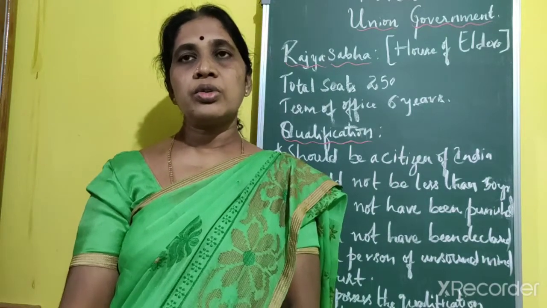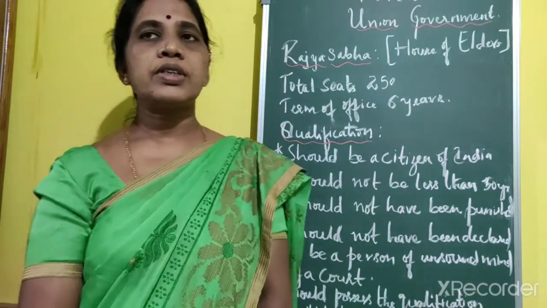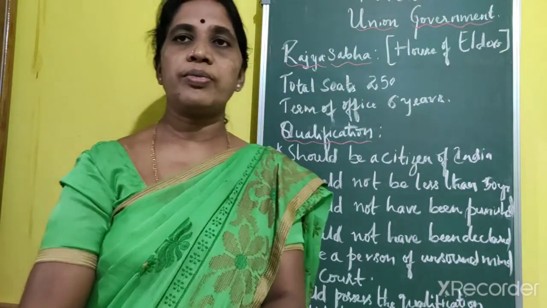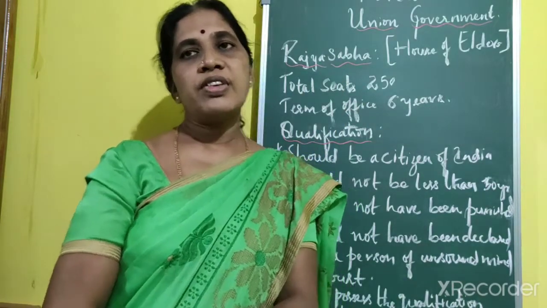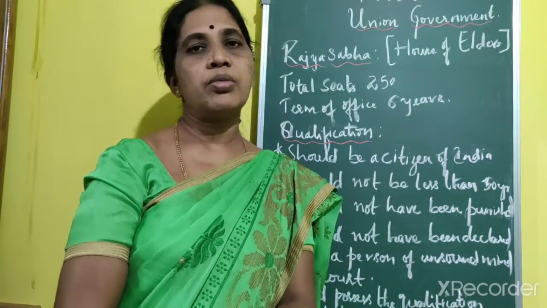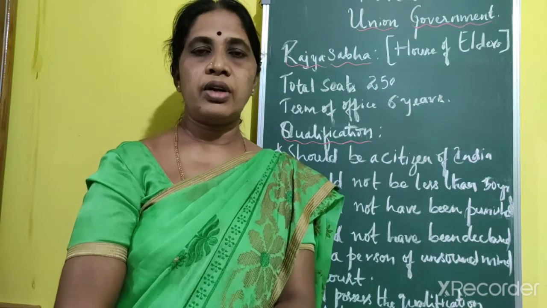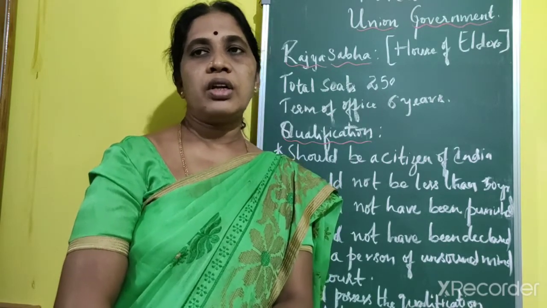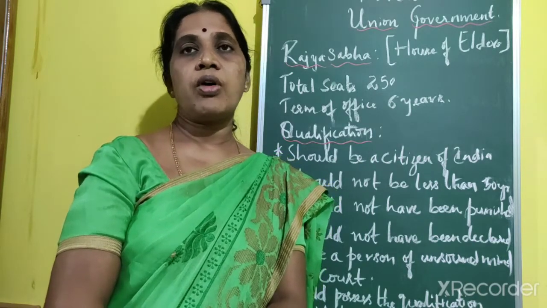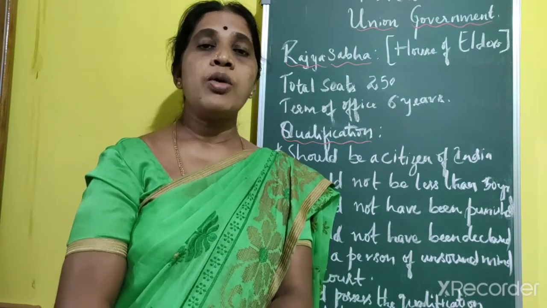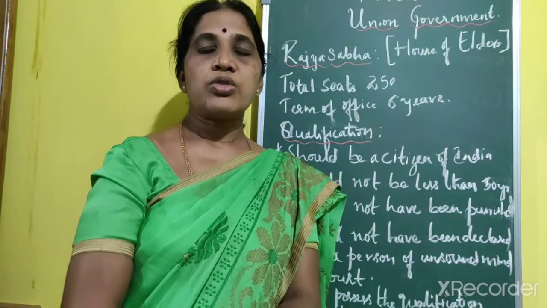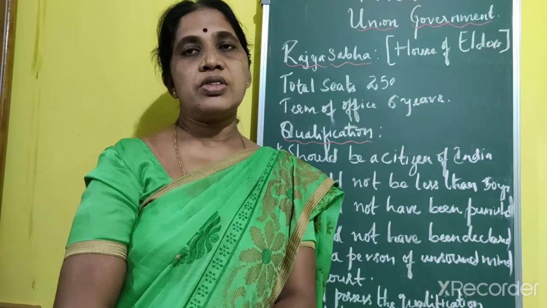Dear students, today I am going to explain political science second chapter, that is union government. We have learned in the previous lesson that India is a sovereign, socialist, secular, democratic republic country, right? And in that you have studied about the unitary system of government. In this unitary system of government, it is a system of political organization with the central government, that is central supreme government, isn't it?